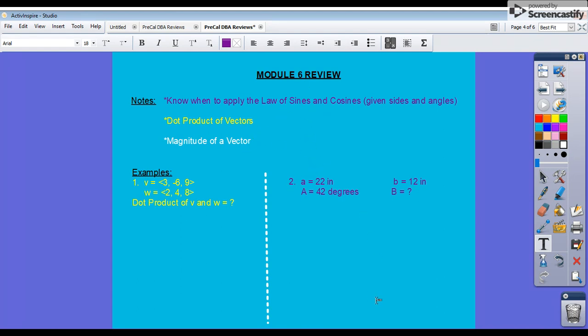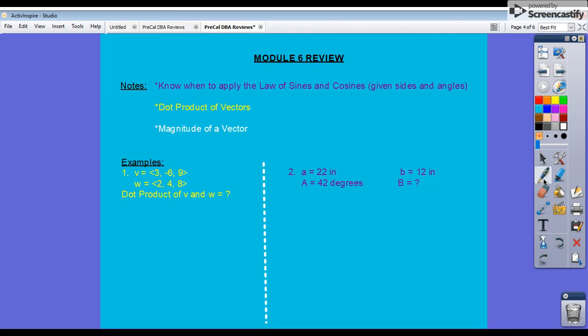For the dot product of vectors, note that the dot product of two vectors is always going to be a scalar value, meaning it's going to just be a number when you're done. It won't be in terms of a vector. You won't have an ijk or anything like that.